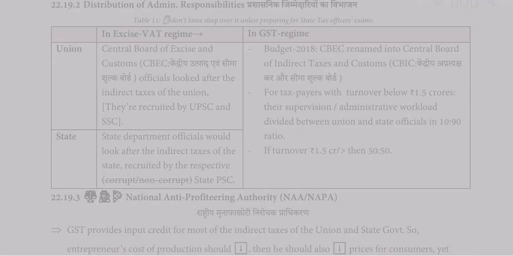2.19.2 Distribution of administrative responsibilities, Table 11. Raised hand: don't lose sleep over it unless preparing for state tax officer exams. In the excise and VAT regime and in the GST regime, the Union's Central Board of Excise and Customs, CBEC, officials looked after the indirect taxes of the Union. They were recruited by UPSC and SSC. In Budget 2018, CBEC was renamed the Central Board of Indirect Taxes and Customs, CBIC.